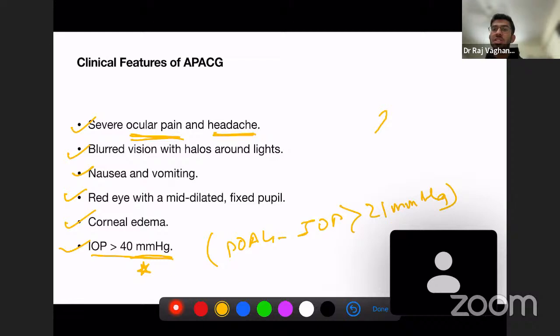So these are the clinical features: ocular pain with headache, blurred vision with halos around the lights, nausea and vomiting, and a red eye with a mid-dilated and fixed pupil. The pupil is very fixed and does not change. The pupil neither constricts nor dilates. No matter how much light, dark or bright, you put into the patient's eye, the pupil is fixed. There can be corneal edema, and the IOP is raised above 40, which is a great number.